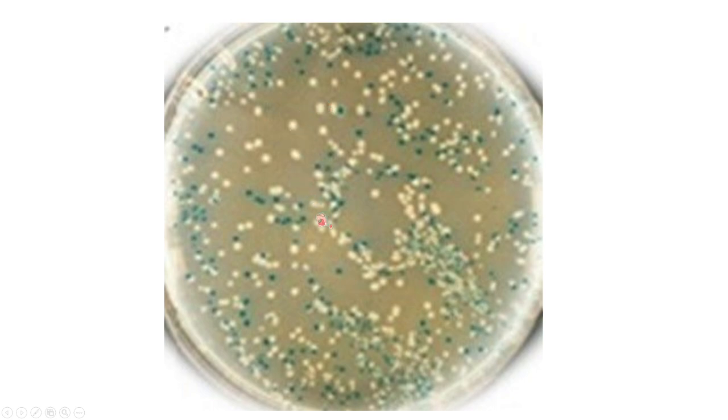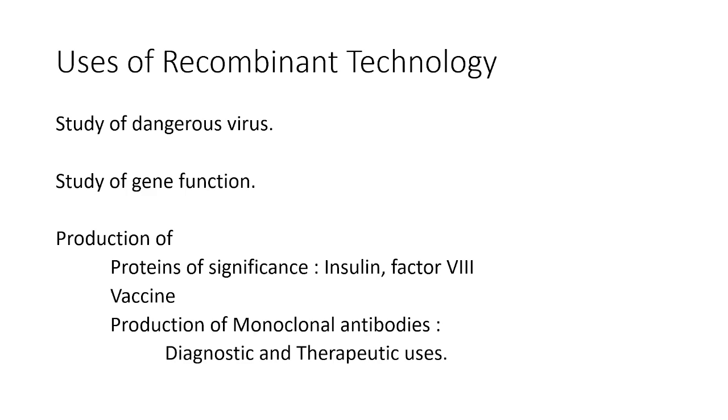In case the vector was present but the target DNA had not gone inside, this bacteria will be able to utilize galactose and produce these blue color colonies. So the white color colonies are the colonies where my target DNA of interest is present, and the blue color colonies are those colonies where the plasmid is present but the target DNA of interest is not present. So by one single culture itself, I can identify which were the bacteria which had my target of interest or not.